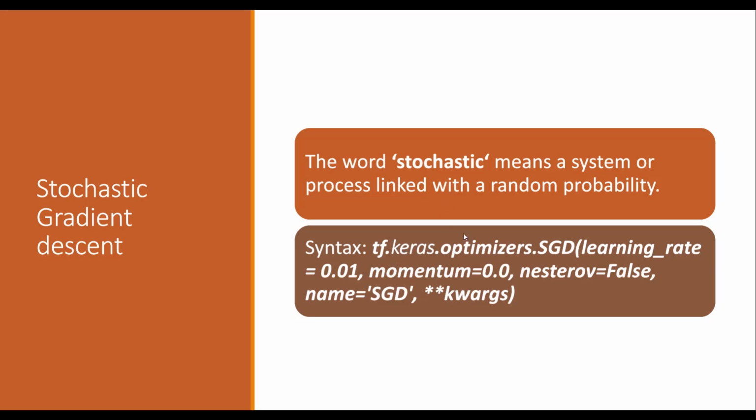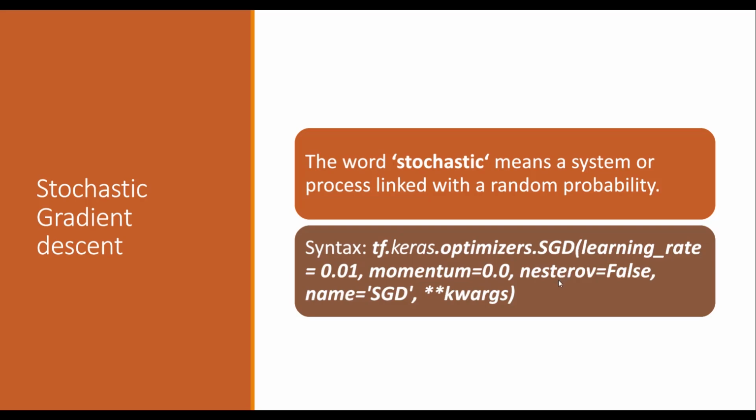This is the function name, tf.keras.optimizers.SGD. Within this function we are going to use a few parameters. The first one is learning rate. Basically, this parameter defines the rate at which the algorithm updates the parameters, and the default value is 0.01. The next parameter is momentum. It accelerates gradient descent in the appropriate direction, and the data type is float. By default, the value is 0.0.